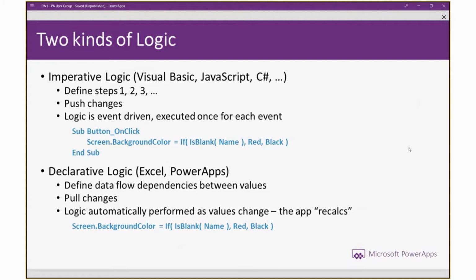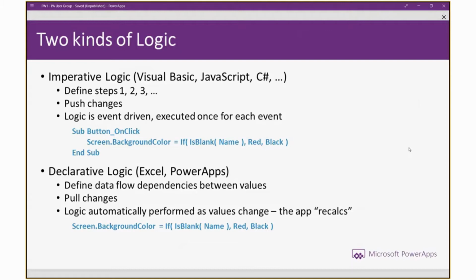And so logic is automatically performed. Essentially, the app is recalcing all the time. As values are changing, as the user is typing in a value, that value is flowing through the graph. And wherever it has an impact, has a dependency, that's where the update will happen.